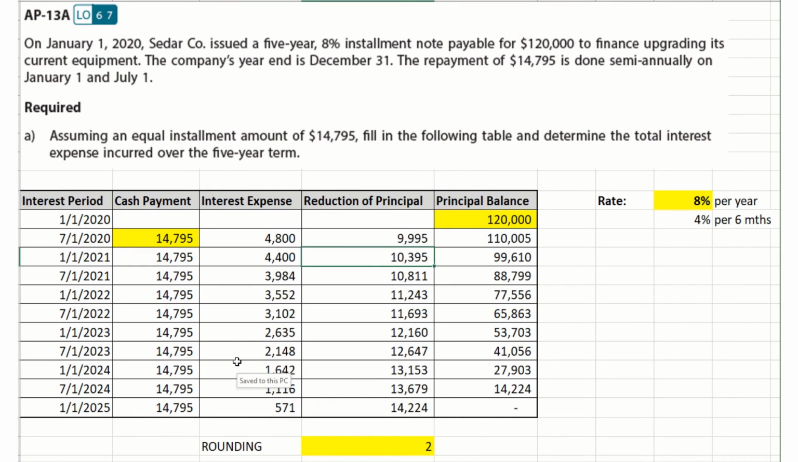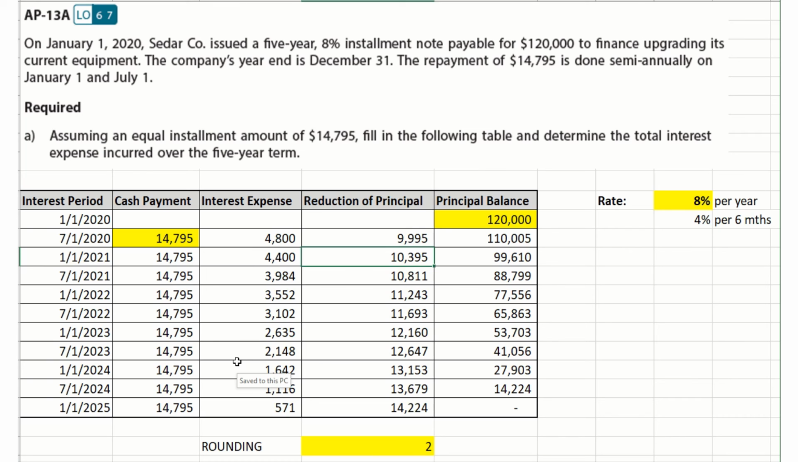All right, one last question we'll do, and then if you have other questions on other application examples, please feel free to reach out. So it's question 13. We're looking at January 1st, 2020. Cedar Company issued a 5-year, 8% installment note payable for $120,000, and this is to finance upgrading its current equipment. The company's year end is December 31st.